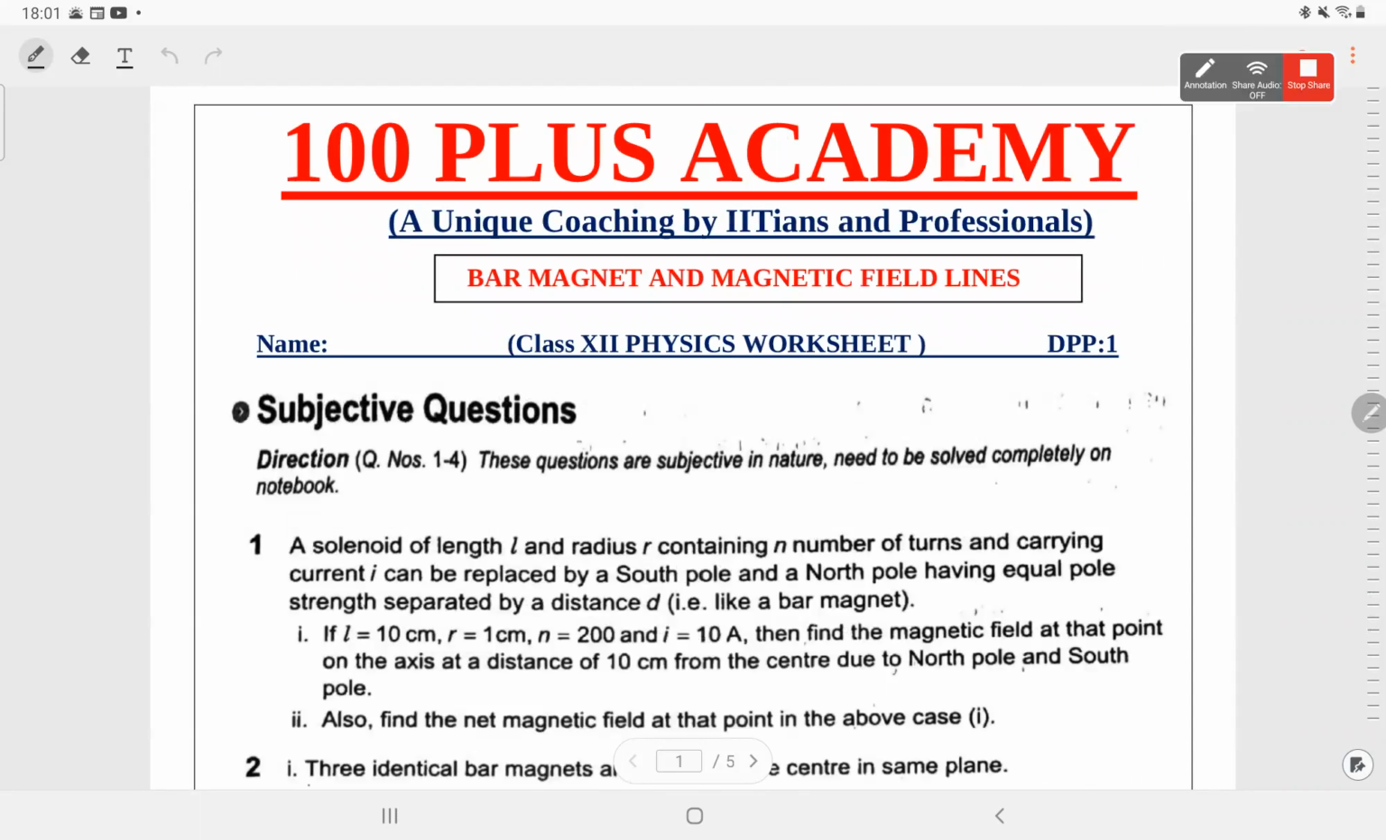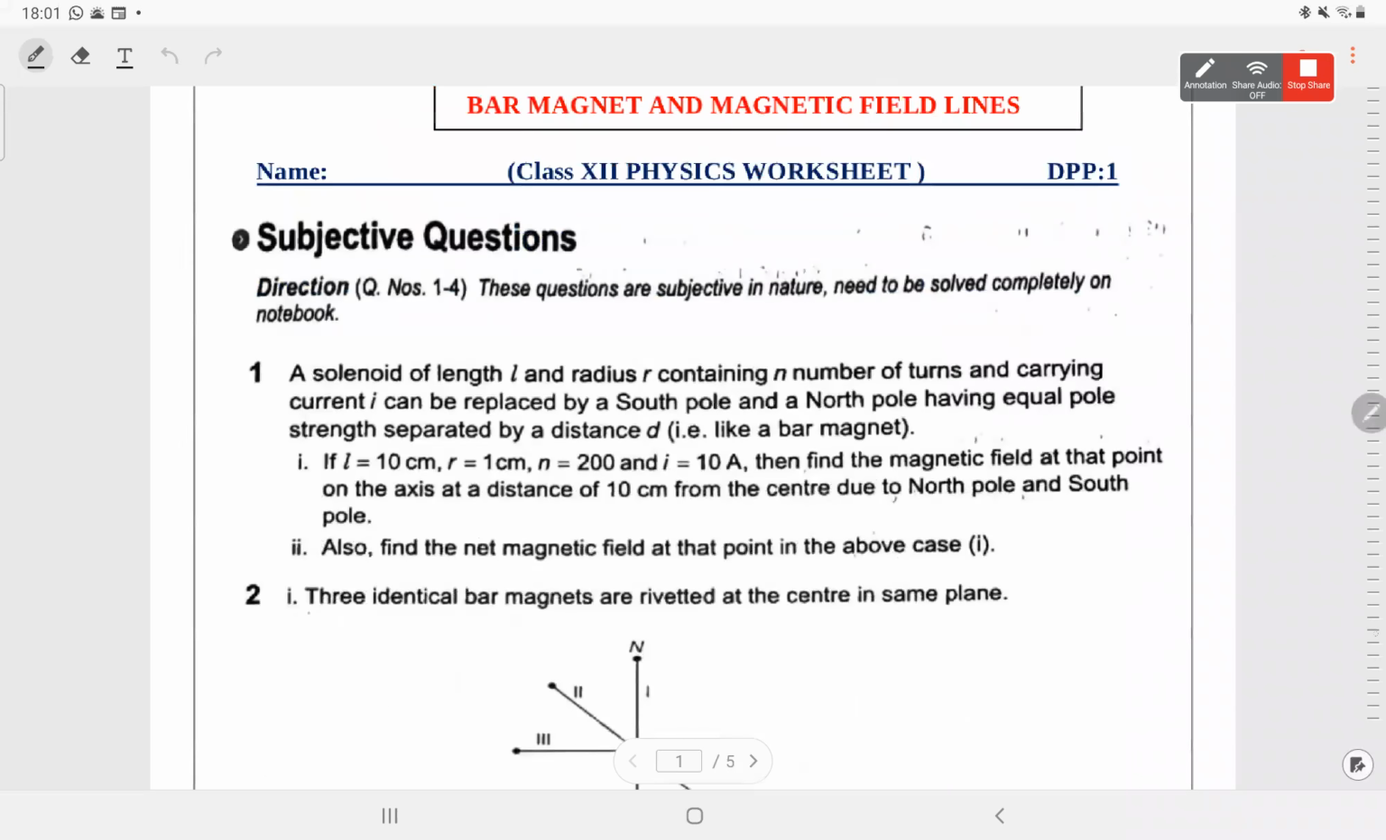Right. So question number 1. A solenoid of length L, radius R, containing a number of turns and carrying current I can be replaced by a south pole and north pole having equal pole strength separated by distance D, like a bar magnet. L is equal to 10, R is equal to 1 centimeter, n is 200. Find the magnetic field at a point on the axis at 10 centimeter due to north pole and south pole.